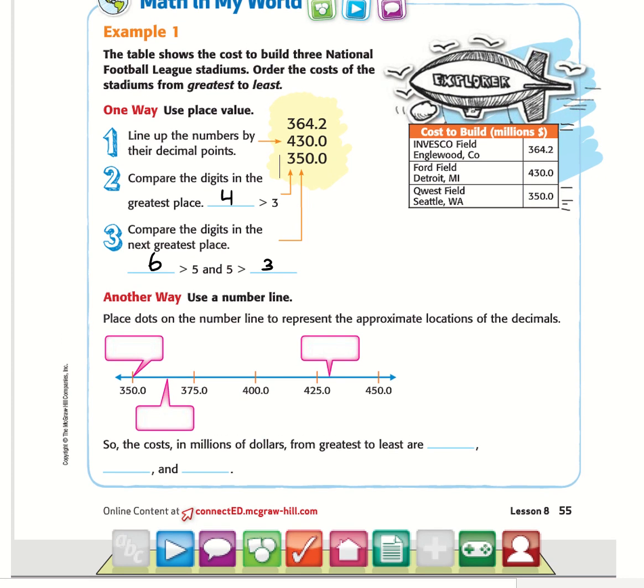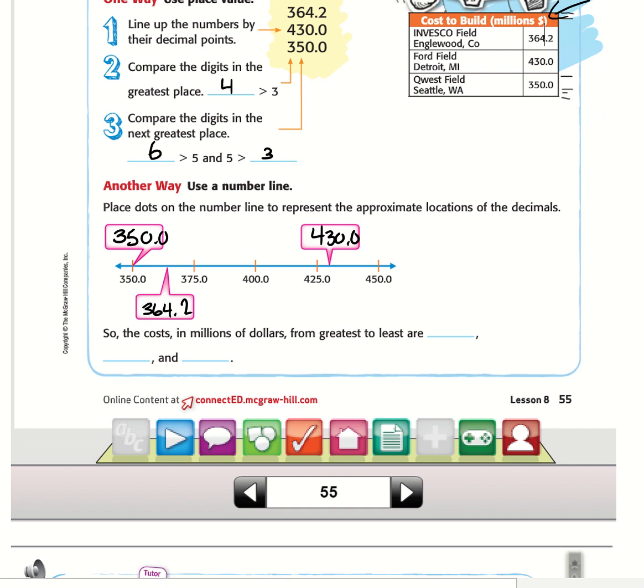So another way is we could use a number line. On our number line, we have 350, 364 and 2 tenths, and 430. And by the way, according to this table, all of this is in the millions of dollars. So this is $350 million, 364 and 2 tenths million dollars, and $430 million. So the costs in millions of dollars from greatest to least are 430, 364 and 2 tenths, and 350.